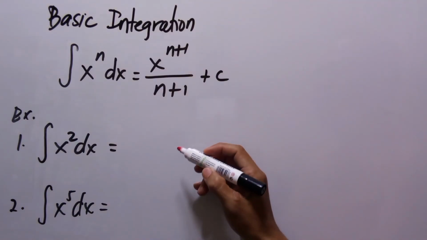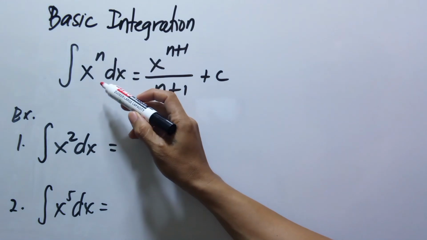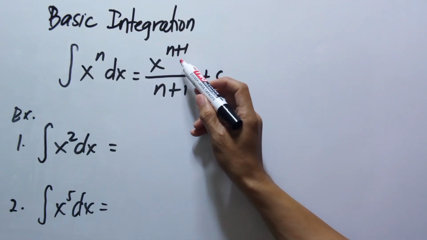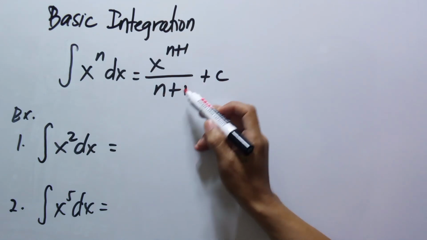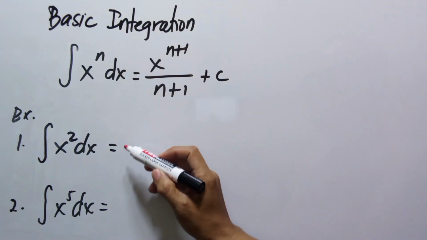Okay, this is our next topic, basic integration. So this is our formula. The integral of x raised to the power of n is equal to x raised to the power of n plus 1, divided by n plus 1, plus c.